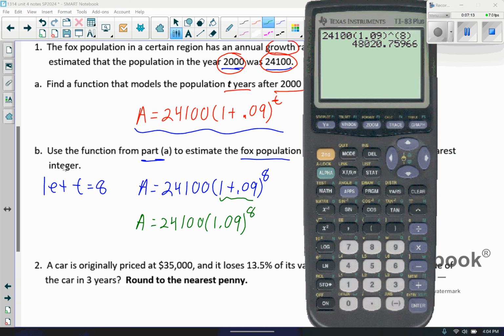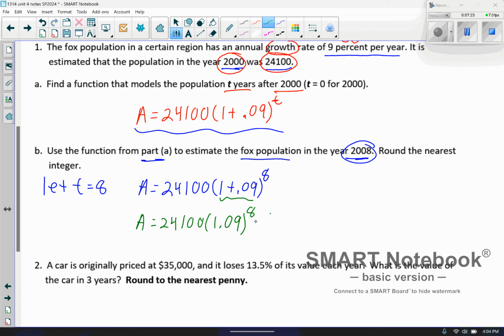It says round to the nearest integer. So I'm actually going to round this up to 48,021. Let's go ahead and put that here. 48,021 is going to be our answer rounded to the nearest integer, so the fox population in 2008. So it's going to almost double in that 8-year span.